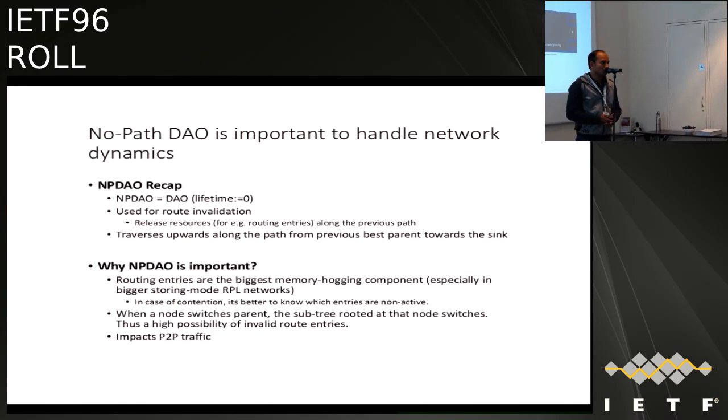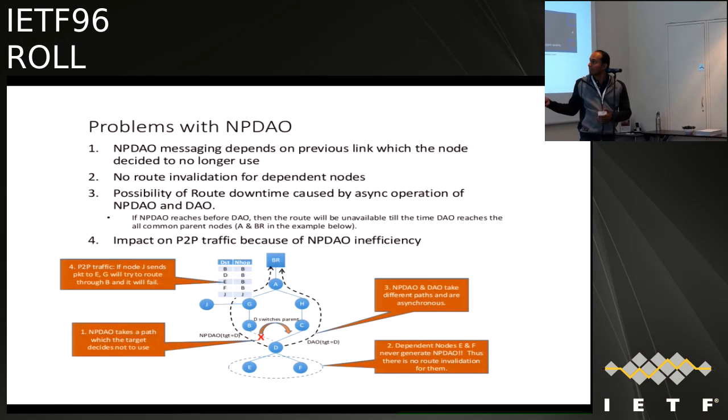NPDAO, No-Path DAO, is the message used to invalidate the route with a lifetime of 0. And it's important because in a constrained network, it'll be difficult to afford to have stale entries. So what are the current characteristics of the current NPDAO signaling? Once the child node switches the path from the existing parent to its new parent, the NPDAO messaging happens on the previous path. So it's a given that the previous path is definitely not an optimal path for that kind of signaling, so you end up having a less efficient NPDAO messaging. In case of a permanent link failure on the previous link, the NPDAO messaging simply won't work.